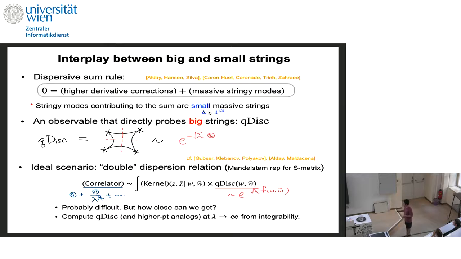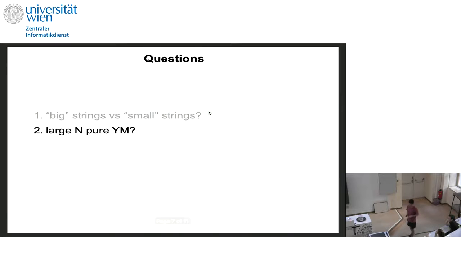So the ideal scenario is to find something like a double dispersion relation, which reconstructs the correlation function starting from the double discontinuity. You input this square root of lambda behavior, which is hopefully computable from integrability, do some integral, and then immediately get the correlation function. This sounds too good to be true, and it's probably difficult, but it's still interesting to ask how close we can get. Another question is whether we can compute the double discontinuity or higher-point analogs at finite lambda, especially going to the lambda infinity limit, from the integrability approach. So that's another question. So let's go to the second question, which is about pure Yang-Mills.